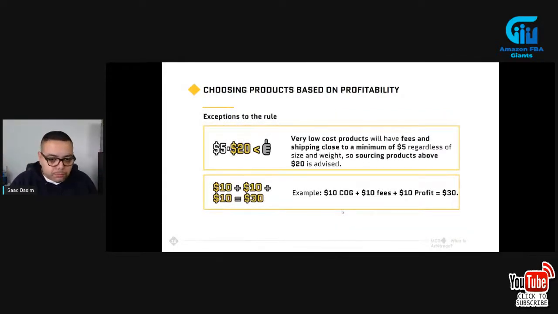Exception of the rules: very low cost products will have fees and shipping close to a minimum of $5 regardless of size and weight. So sourcing products above $20 is advised. If you see most of my products, the average selling price I have is $30 to $40 for a product. Why? Because I don't touch something that's $3 or $2, because there's not enough money, and most of the money is going to go to Amazon fees and pick and pack fees, which is going to be minimum $5. So if I buy something for, let's say, $3 and it sells for $15, just imagine $7 or something like that is going to go to Amazon, plus your cost is not much.